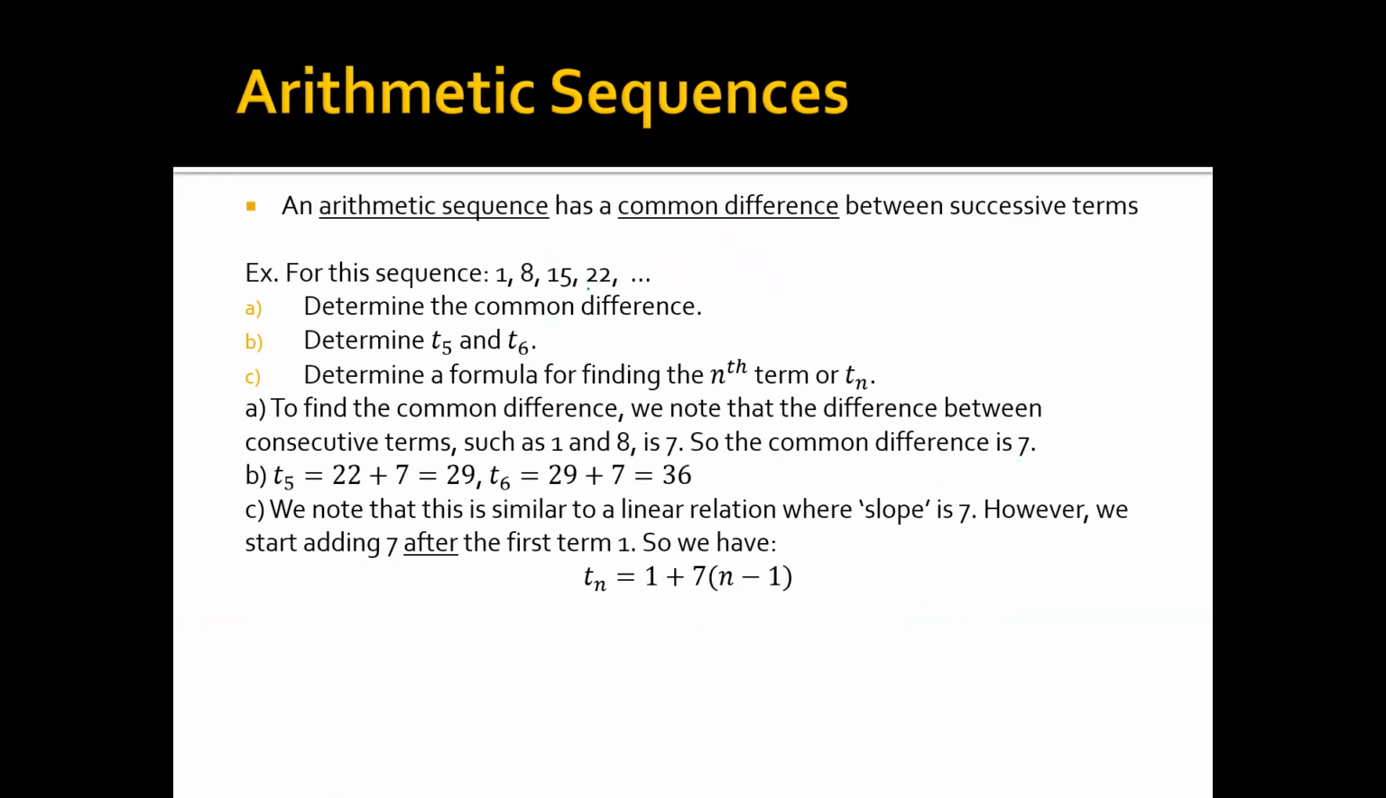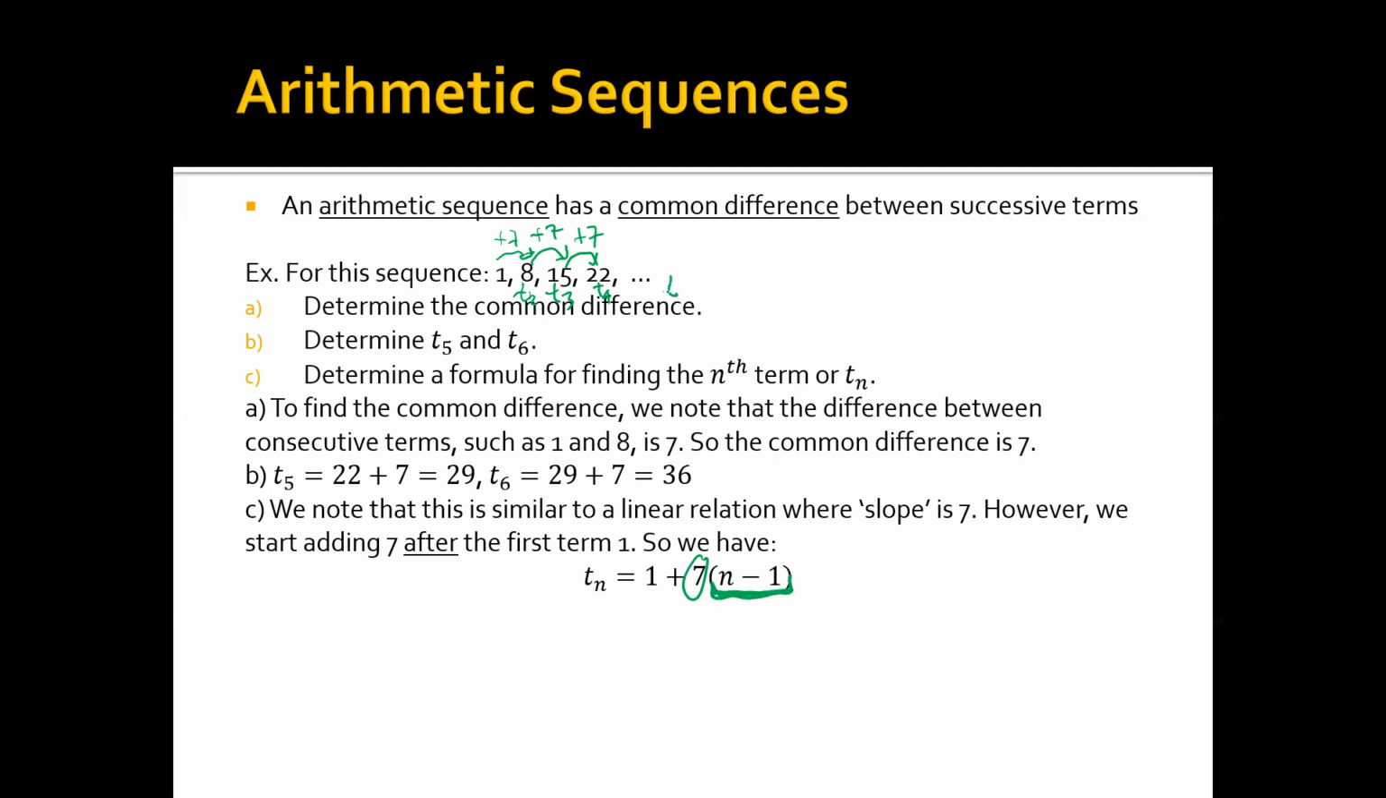Let's do a couple of examples here. If I want to find out what the third term is, actually, let's start from the beginning. For the second term, I have to add 7 a total of 1 time. To get to the third term, I add 7 a total of 2 times. To get to the fourth term, I add 7 a total of 3 times. So we notice that we add the common difference, 7 in this case, n minus 1 times. So it's always 1 less than the term number we're looking for.